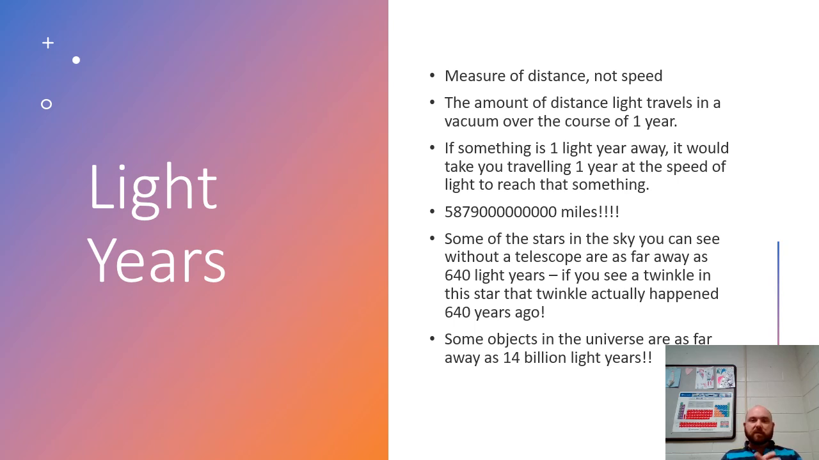Well, what's interesting to me is if you go out and look and you see, let's say you see Betelgeuse twinkle. Well, Betelgeuse is 640 light years away. What that means is that twinkle, those photons reaching your eye, actually happened 640 years ago. So in a way, it's kind of like looking back in time. Maybe that doesn't blow your mind as much as it does mine, but I really, really find that interesting. It's something I think about often.